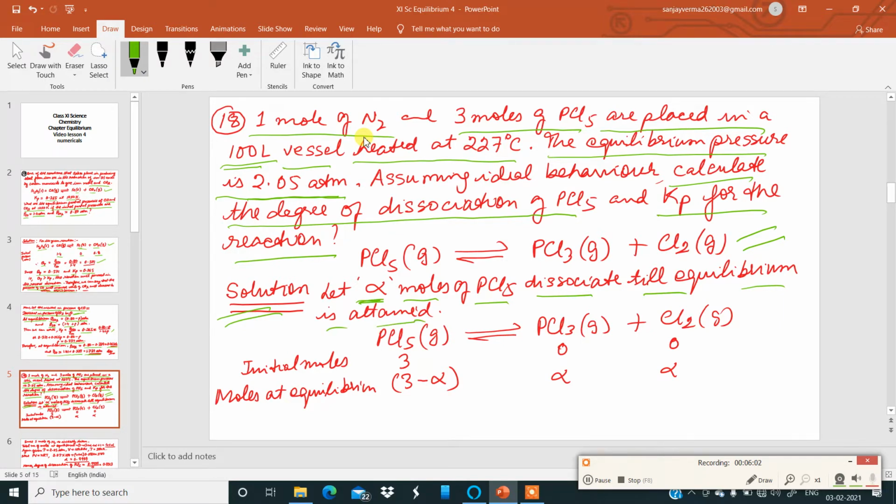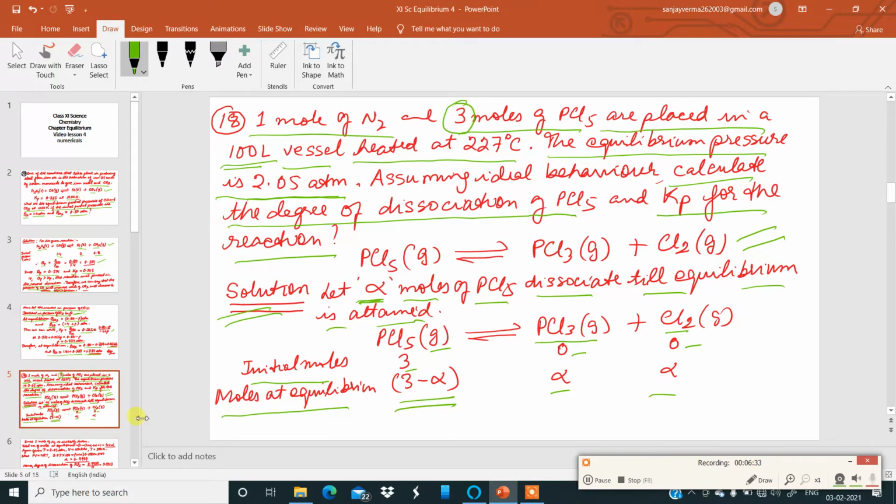So write down PCl5 gas. It is forming phosphorus trichloride and chlorine. Initial number of moles, it is given 3 moles, no? So phosphorus pentachloride 3 moles initially. Initially PCl3 0 moles. Chlorine is 0 moles. Moles at equilibrium now. Phosphorus pentachloride will be, since alpha is the number of moles of PCl5 dissociated till equilibrium, 3 minus alpha.